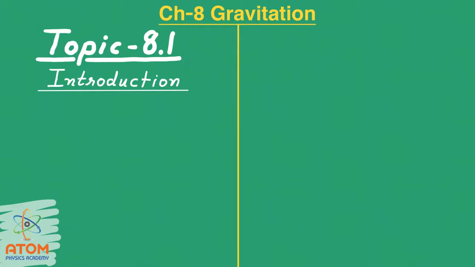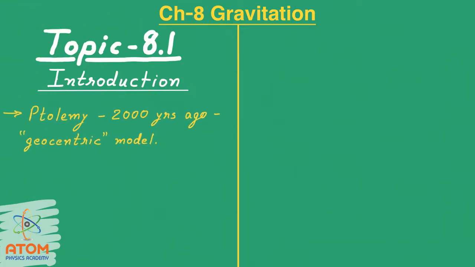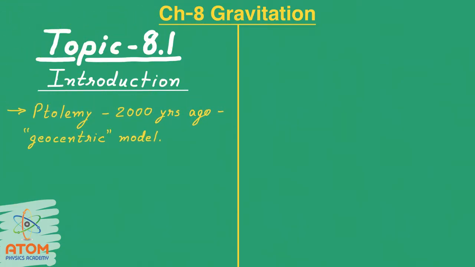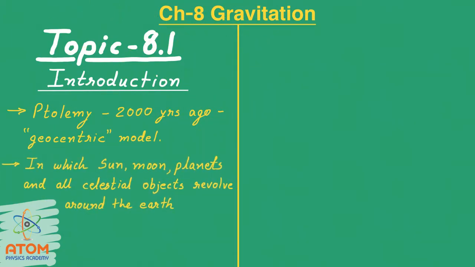After this, humans observed all the celestial bodies like moon, sun, planets, stars and so on. And there we observed that everything is revolving around earth. And from that observation, 2000 years ago, Ptolemy was the first to give a model for the planetary motion. The model that he gave is known as geocentric model, because in this model he suggested that sun, moon, planets and all celestial objects are revolving around the earth.